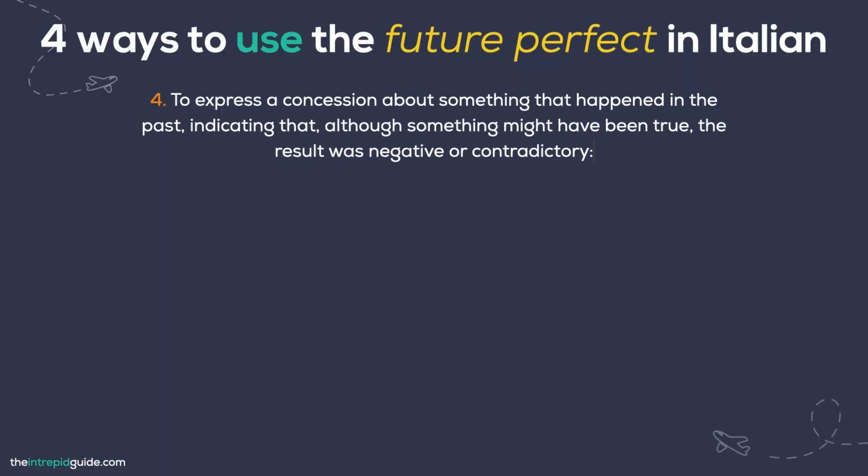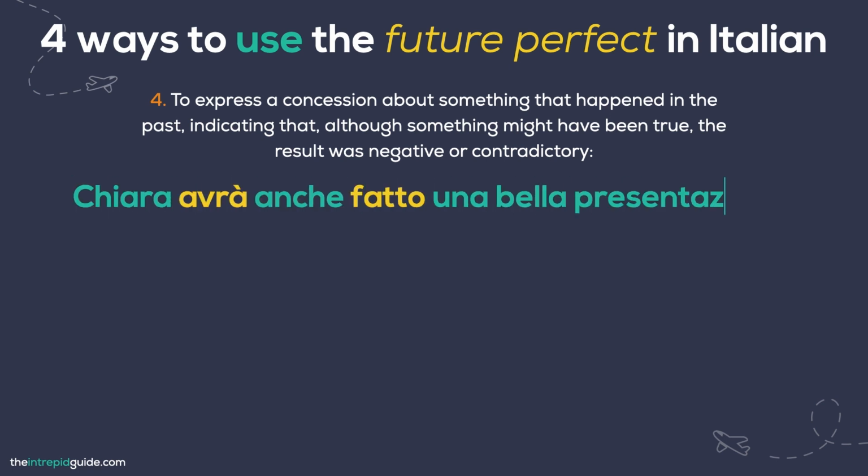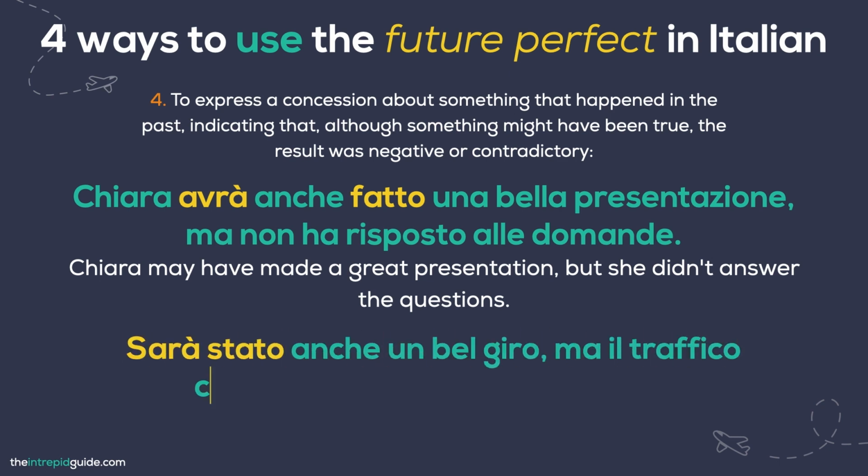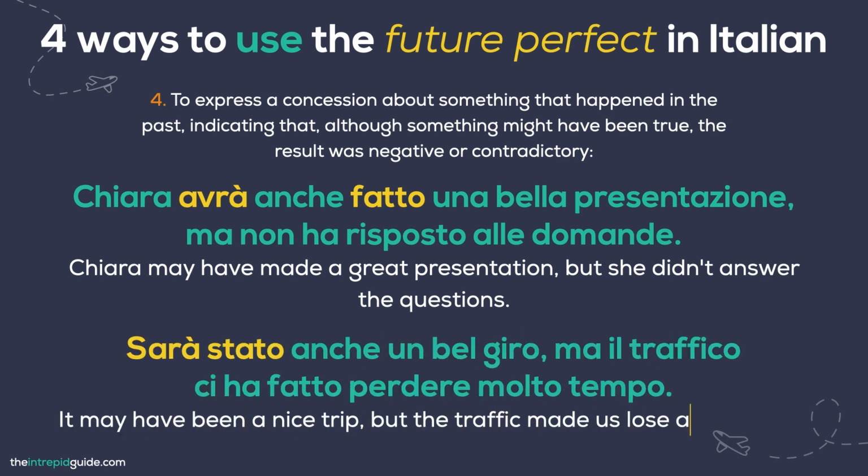We also use it to express a concession about something that happened in the past, indicating that, although something might be true, the result was negative or contradictory. Take a look at these examples. Chiara avrà anche fatto una bella presentazione, ma non ha risposto alle domande. Chiara may have had a great presentation, but she didn't answer the questions. Sarà stato anche un bel giro, ma il traffico ci ha fatto perdere molto tempo. It may have been a nice trip, but the traffic made us lose a lot of time.